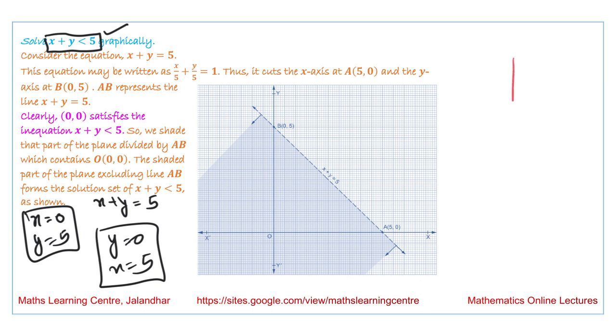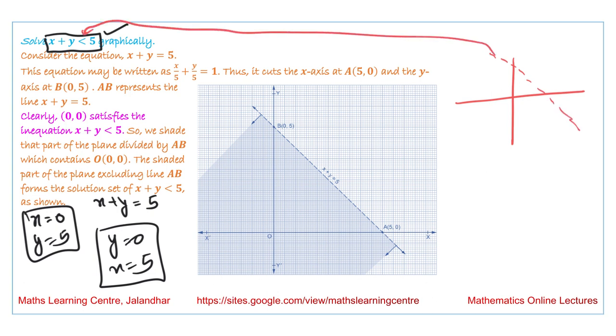So if we draw the graph over here, the line we obtain will be something like this. Why is it a dotted line? Because it is a strict inequality over here. That is why this line is dotted, x plus y is equal to 5. This is not part of this inequality.